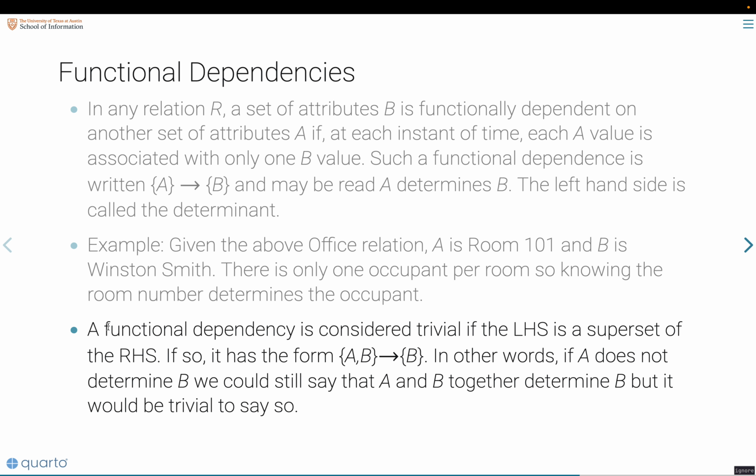A functional dependency is considered trivial if the left-hand side is a superset of the right-hand side. If so, it has the form AB determines B. In other words, if A does not determine B, we could still say that A and B together determine B, but it would be trivial to say so.